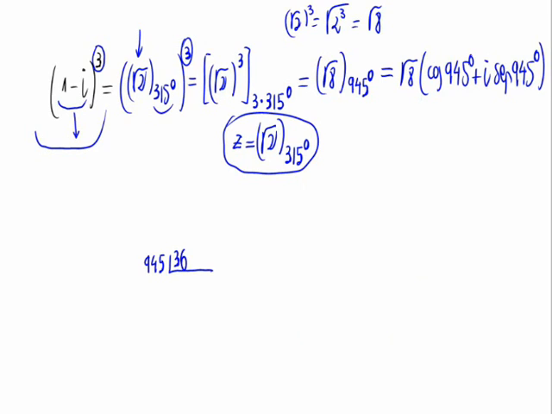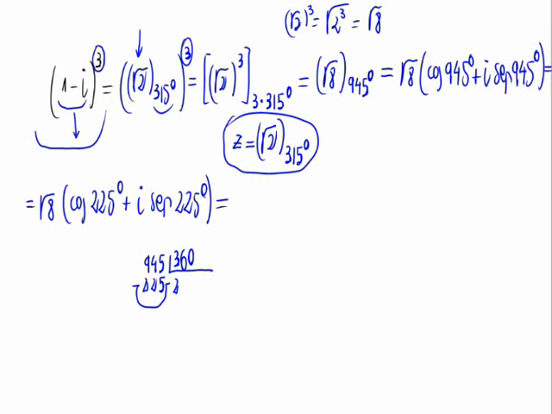Let's reduce these big angles to smaller ones, so let's divide 945 by 360, and we would have 225 left on the division. So that means that we can express the cosine and the sine as the cosine of 225 degrees and the sine of 225 degrees. I'm sorry.